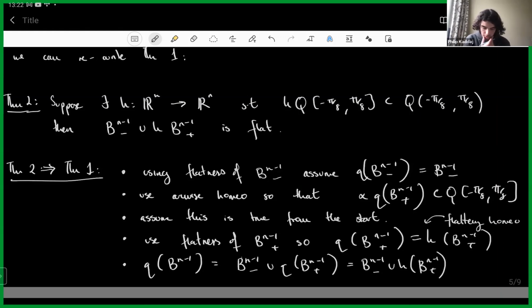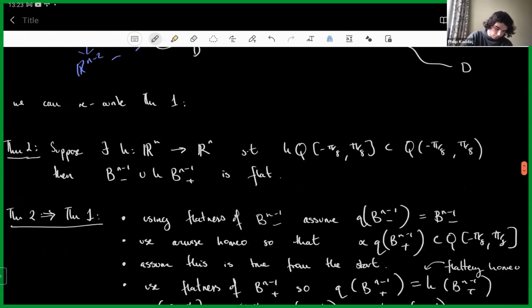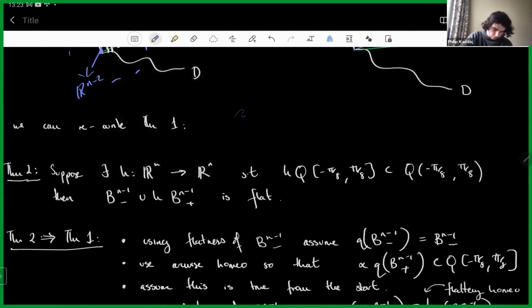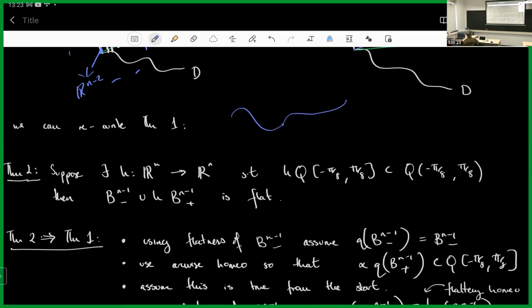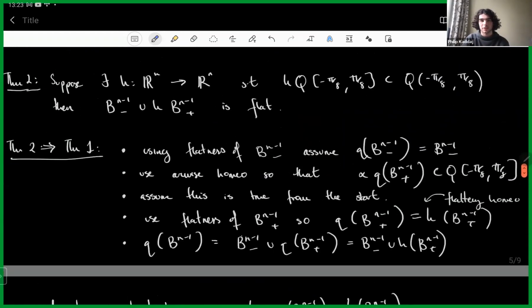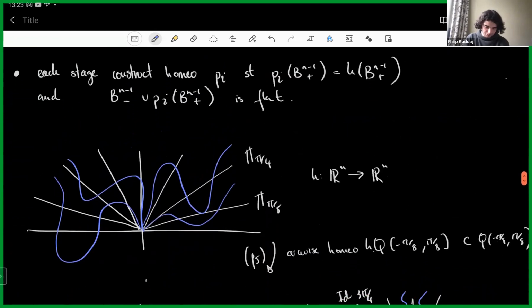Now, why does this imply our first theorem? So suppose we have this is our initial. Yeah, so it looks like we're a little bit lost. Yes. Okay. Should I continue? Okay. Maybe some pictures will help.